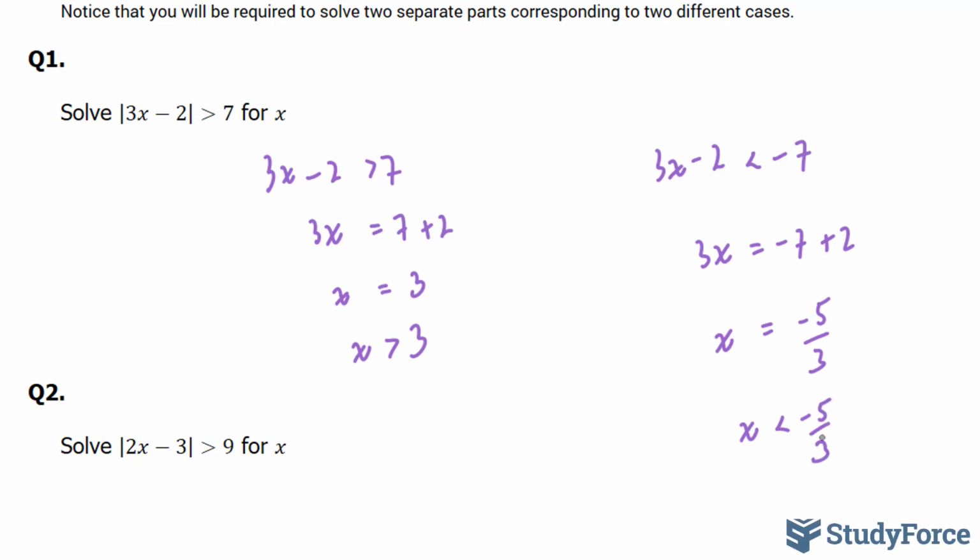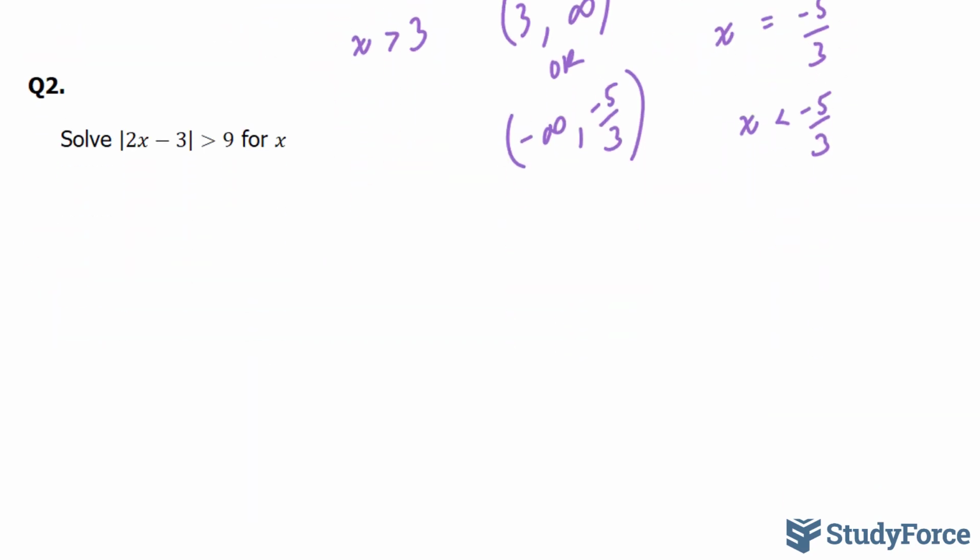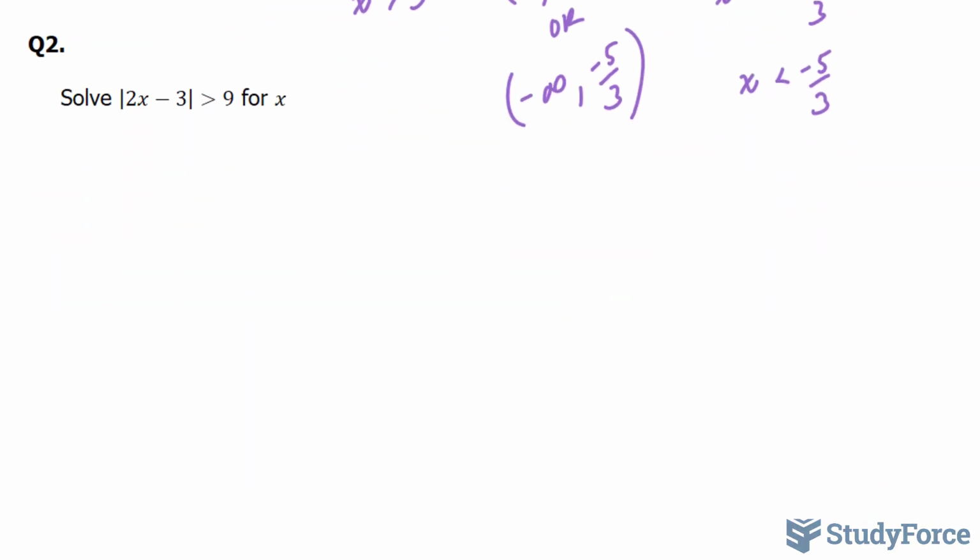And the way we write out our final answer is that x can be between 3 and infinity, or x must be between negative infinity and negative 5 over 3. Now let's move on to question 2. Question 2 asks us to solve the absolute value of 2x minus 3 is greater than 9 for x.